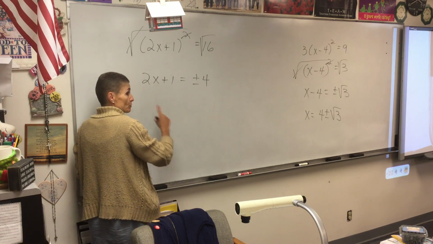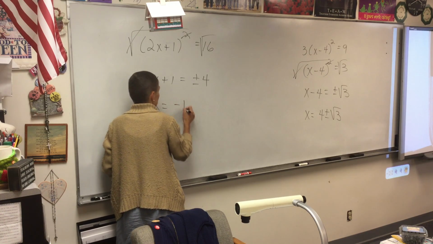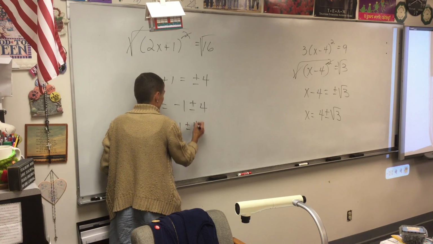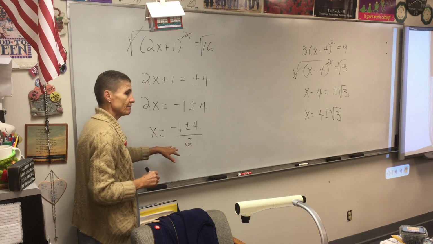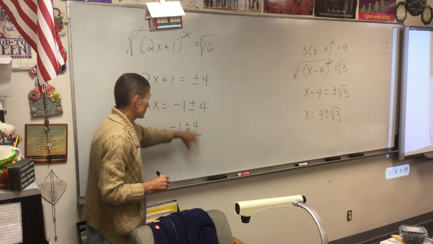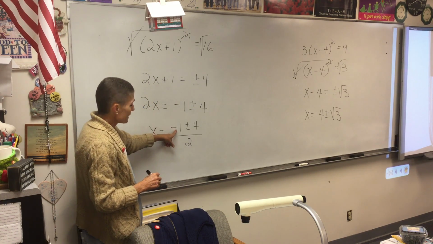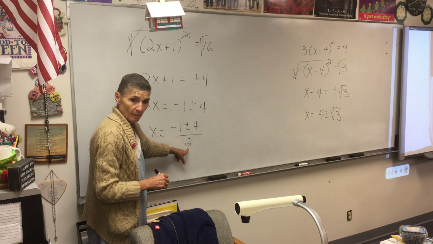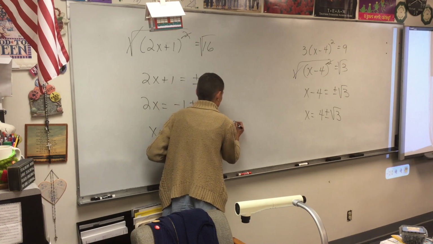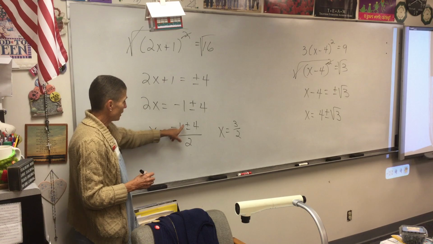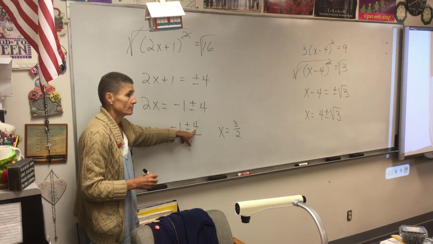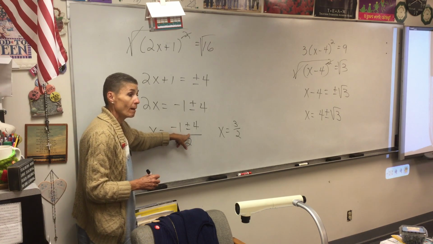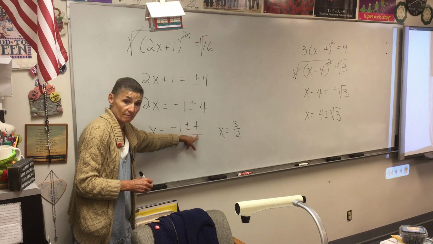So now we'll subtract 1 and divide by 2. Now, you can't leave this one. These are regular numbers. You've got to figure that out. So negative 1 plus 4 divided by 2. So my first answer is 3 halves. And the other one is negative 1 minus 4, negative 5 divided by 2.